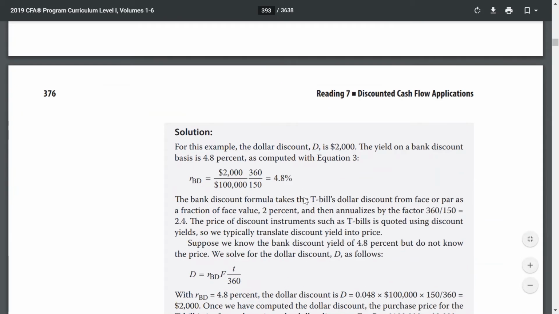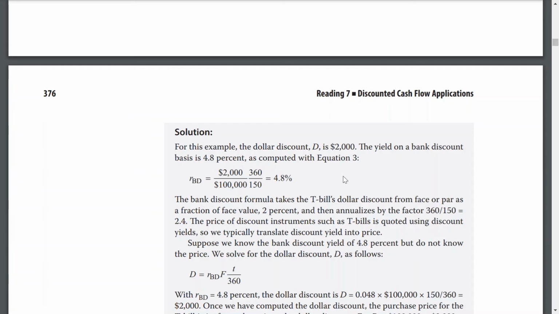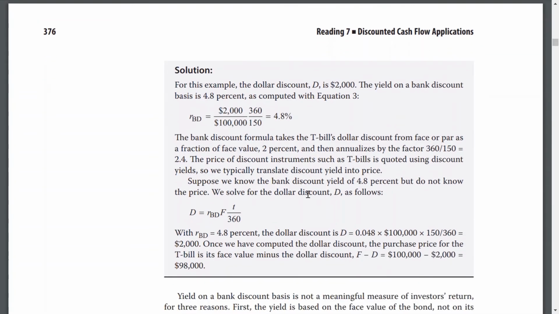The yield on a bank discount basis is 4.8%, as computed with Equation 3. So this is how much interest is going to be earned, the payment when it is done, divided by how many days are left, and then multiplied by the days in a year, which gives us 4.8%. The bank discount formula takes the T-bill's dollar discount from face value as a fraction of face value, 2%, and then annualizes by the factor 360 divided by 150, which equals 2.4.